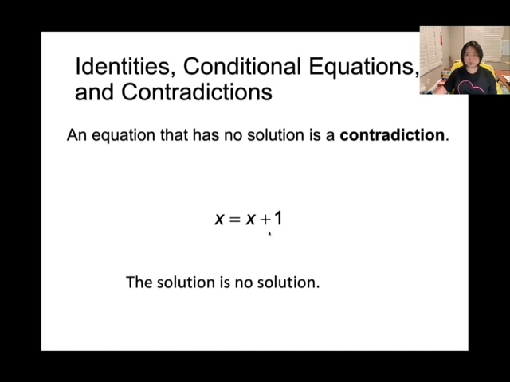Okay, one more time. Identity means you could put in all real values to get the true statement. Conditional equation means you only get a unique solution. And contradiction means you're gonna get no solution. No matter what value you put for the x, you're gonna get the false statement.